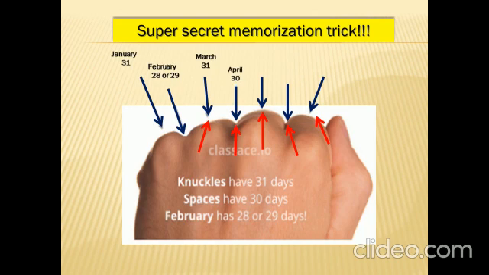How many days are there in May? There are 31 days. 30 days in June. 31 days in July. Is that all? No, children. You have to go back in the same way like this. August, 31 days. September, 30 days. October, 31 days. November, 30 days. And there are 31 days in December. How is it, children? Interesting, right?